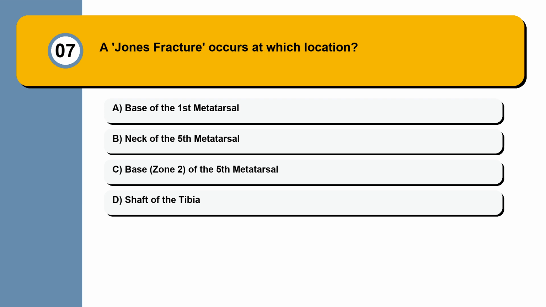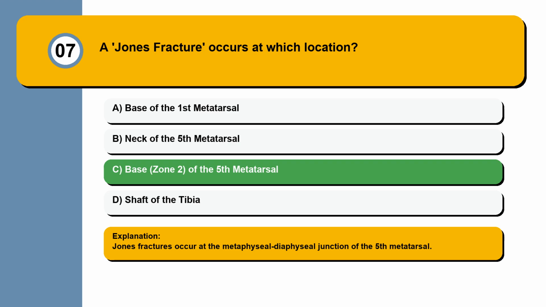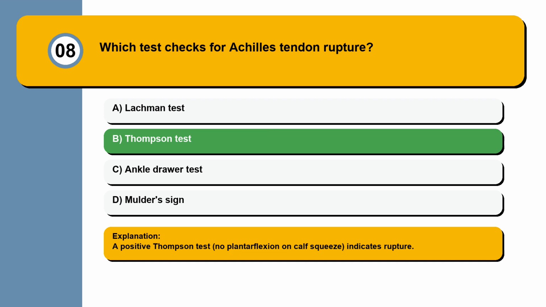Question 7. A Jones fracture occurs at which location? Base of the first metatarsal, neck of the fifth metatarsal, base, zone 2, of the fifth metatarsal, shaft of the tibia. Jones fractures occur at the metaphyseal-diaphyseal junction of the fifth metatarsal. Question 8. Which test checks for Achilles tendon rupture? Lachman test, Thompson test, ankle drawer test, Mulder's sign. A positive Thompson test, no plantar flexion on calf squeeze, indicates rupture.